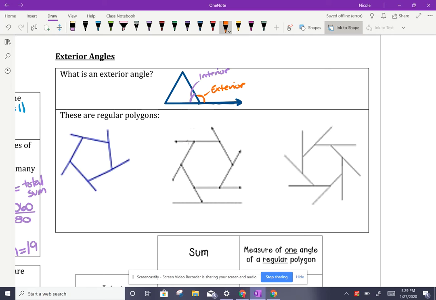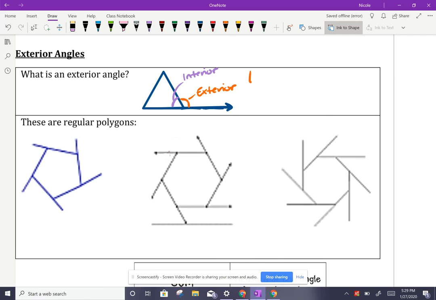So what does that mean? That they are supplementary, guys. Your exterior angle is supplementary to the interior angle.